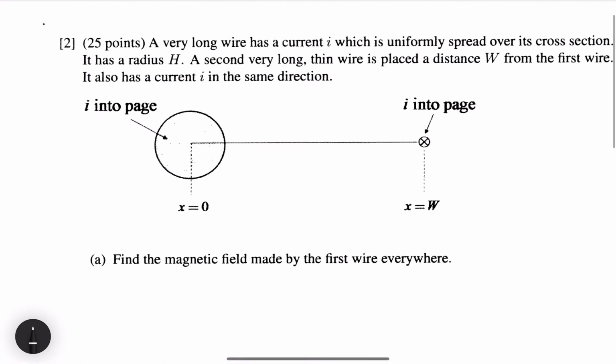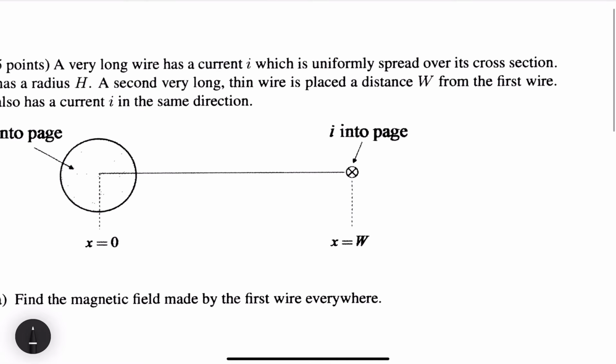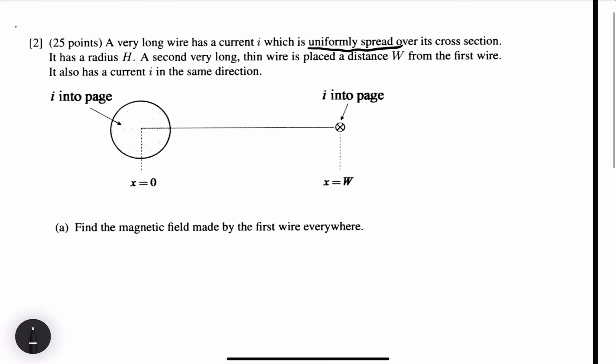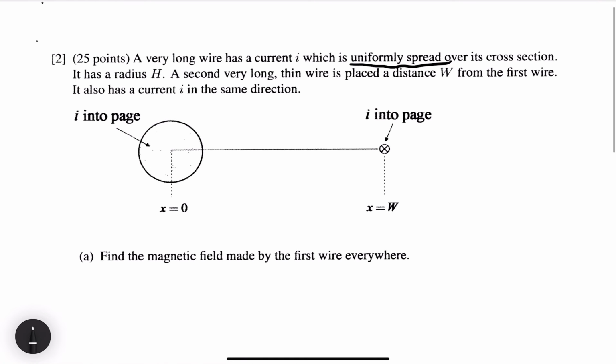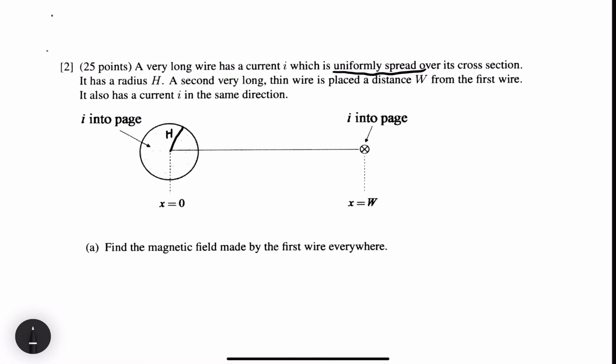So for this one, where's the one? A long wire has a current I, which is uniformly spread, which is very important to know, over its cross section. It has a radius h, so this circular wire has a radius h. A second very long thin wire is placed a distance w from the first wire. It also has a current I in the same direction, so they're both into the page.